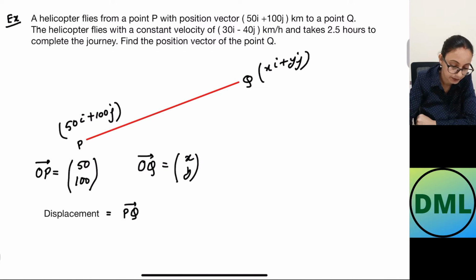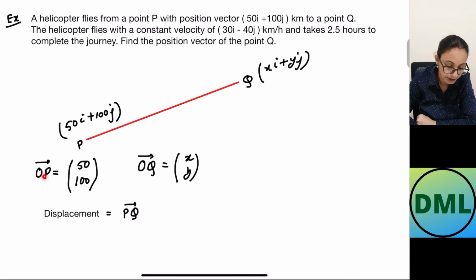Let's see one more example. A helicopter flies from a point P with position vector 50i plus 100j kilometers to a point Q. You don't know the position vector of Q, so I suppose that it is equal to xi plus yj. The helicopter flies with a constant velocity of 30i minus 40j kilometers per hour and takes 2.5 hours to complete the journey. Find the position vector of Q.